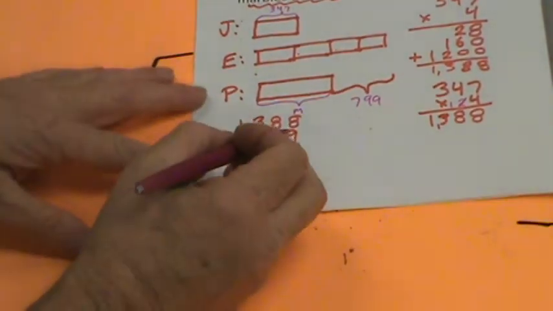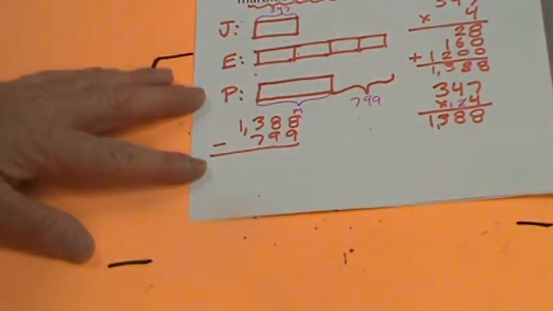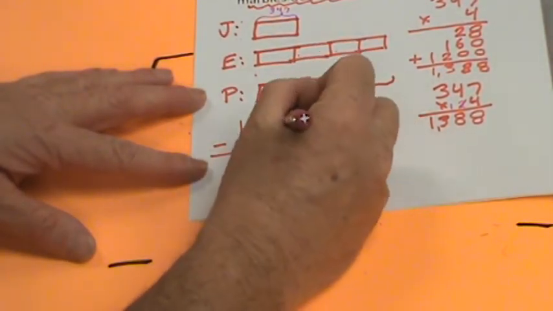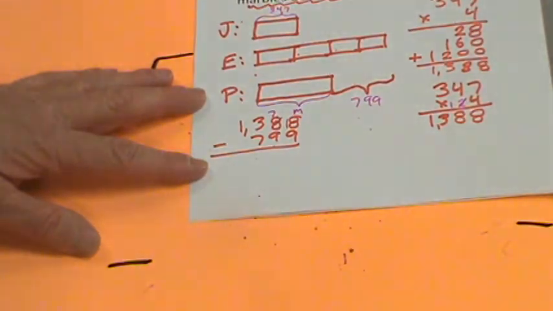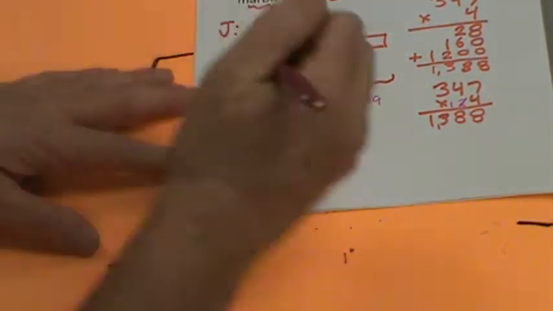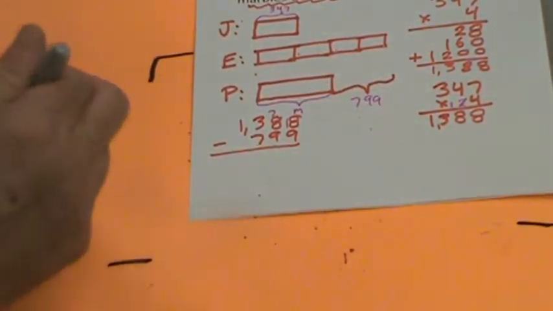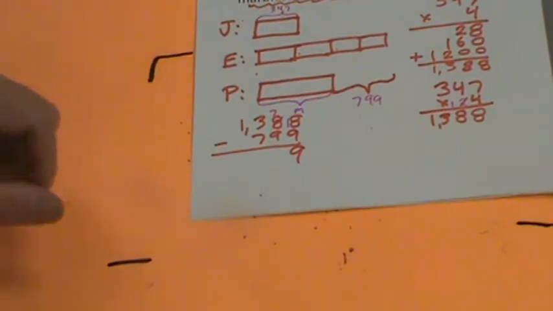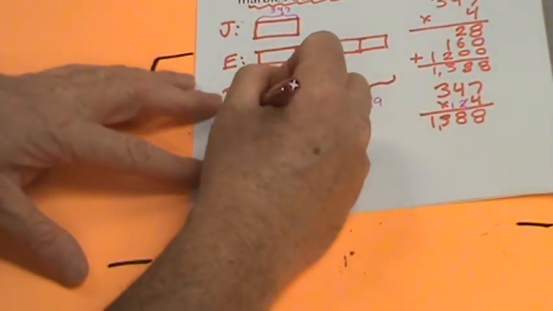I can't take 9 away from 8 ones, so I need to regroup. This will become a 7, and this will become 18. Now 18 minus 9 is 9. Once again, I can't take 9 tens away from 7 tens, so I'm going to have to regroup, and this is going to become a 2, and this will be 17. 17 minus 9 is 8.